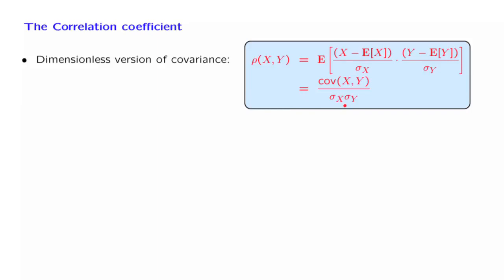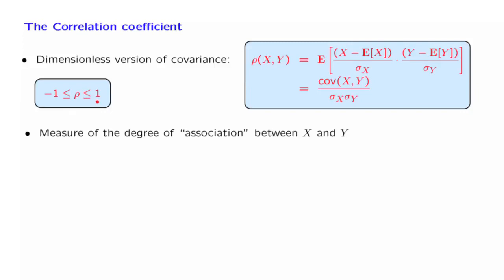A very important property of the correlation coefficient is the following. It turns out that the correlation coefficient is always between -1 and 1. And this allows us to judge whether a certain correlation coefficient is big or not, because we now have an absolute scale. And so it does provide a measure of the degree to which two random variables are associated.